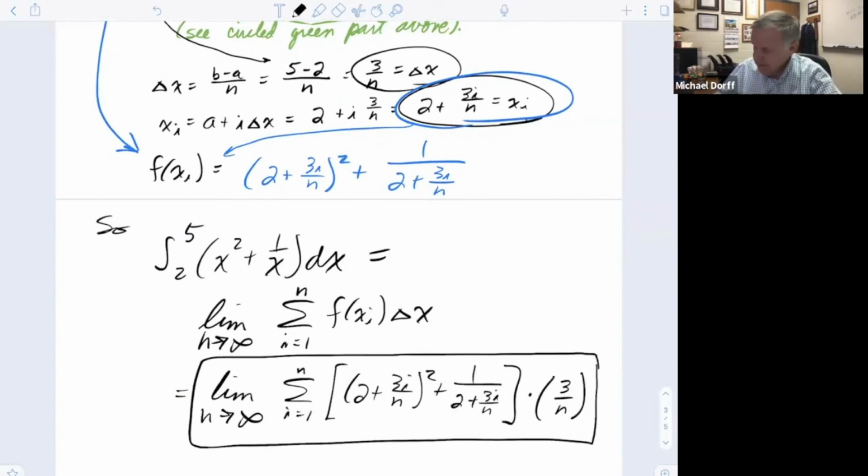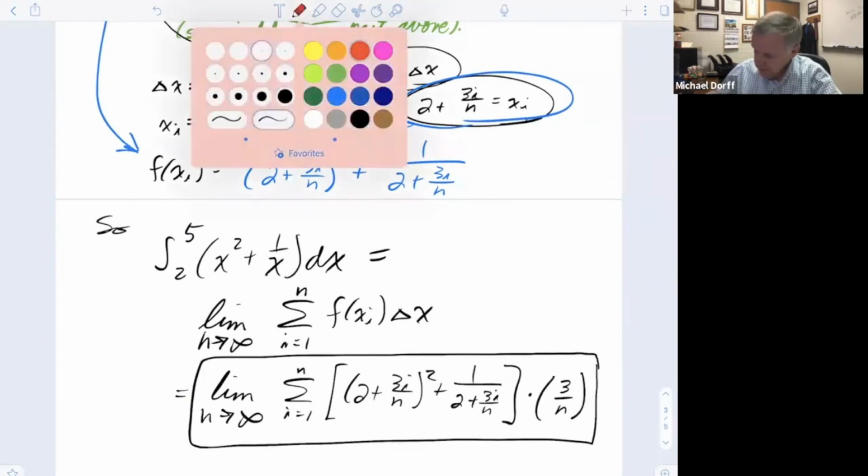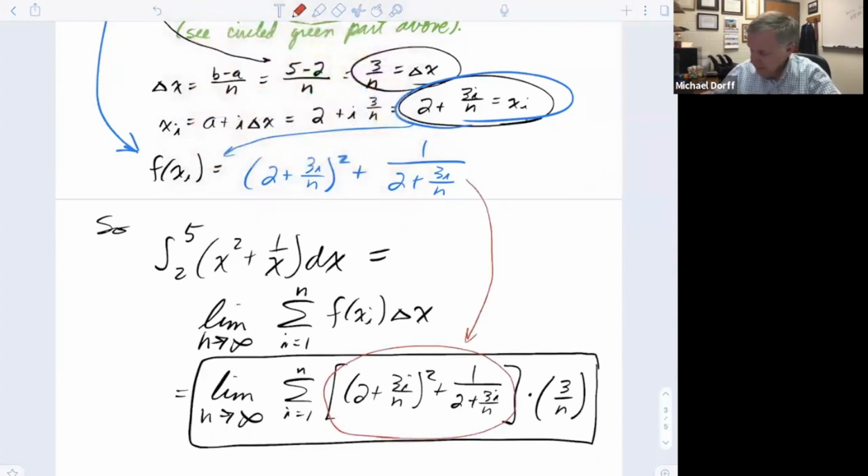Again, this part here in red, that came from down here, and this part in red came from right there. All right, that's how you can go back and forth between the Riemann sum and the definite integral.